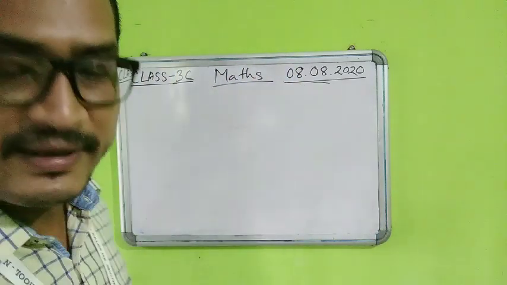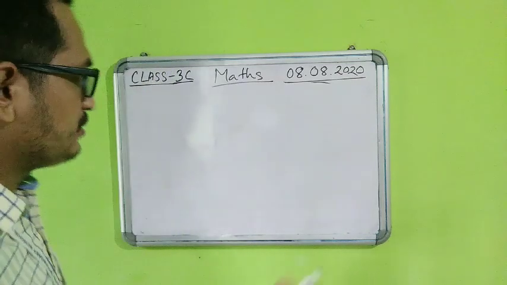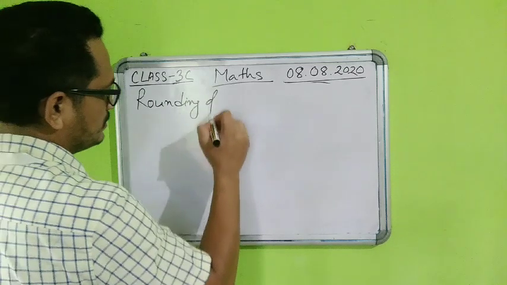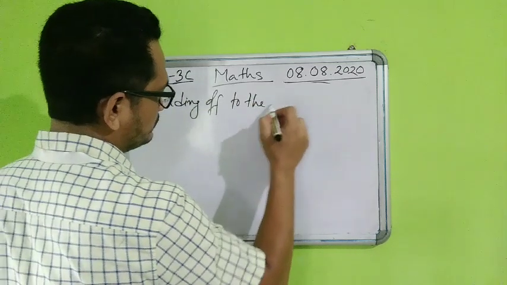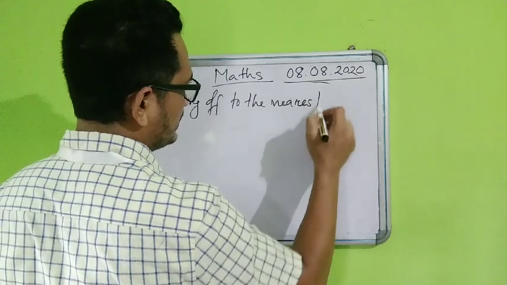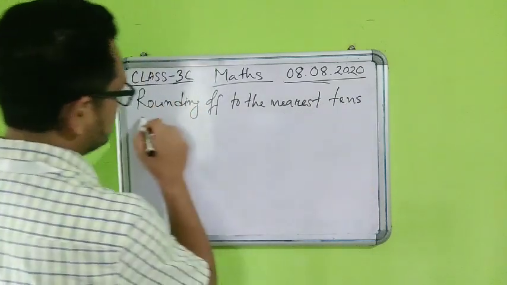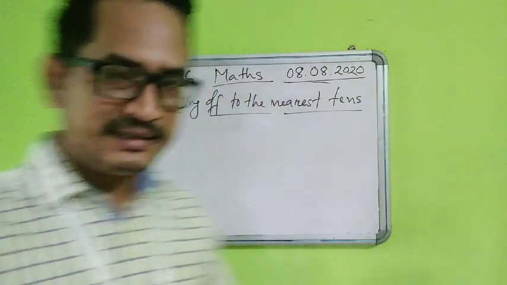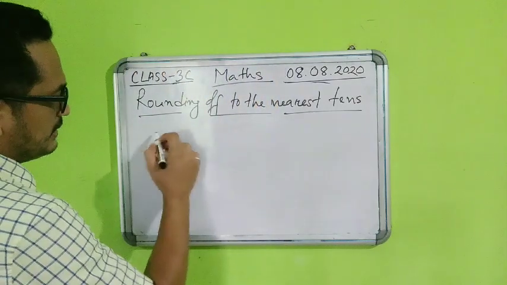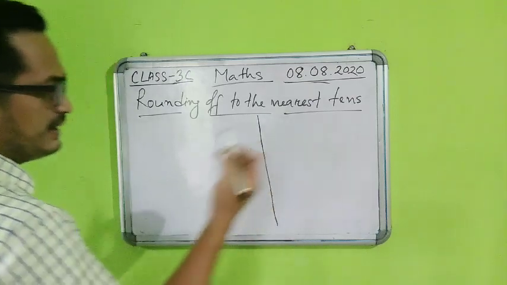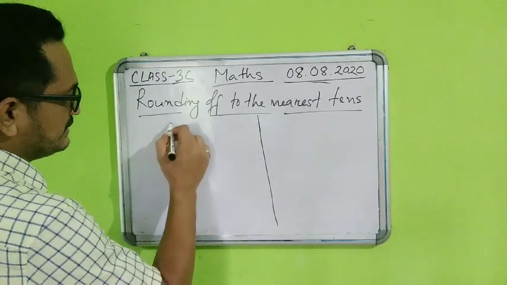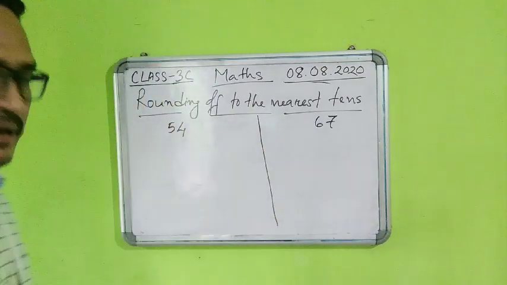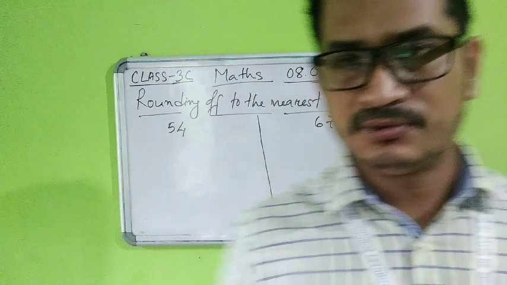Now students, rounding off can be done according to the places. So we will now learn rounding off to the nearest tens. Let us take an example, you will understand. We will take two examples. One I will take 54 and one I will take 67. Now I have to round off both these numbers to the nearest tens.